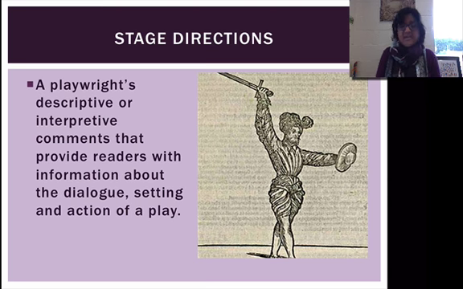Stage directions are something that you'll come across when you're reading the text of Romeo and Juliet, and stage directions are pretty much what they sound like. They're the playwright's descriptive or interpretive comments that provide readers of the play and directors of the play with information about the setting and the action and how dialogue is to be delivered. Shakespeare was pretty minimalist in stage directions, which allowed for a lot of directorial interpretation in the different versions of Romeo and Juliet that have emerged.